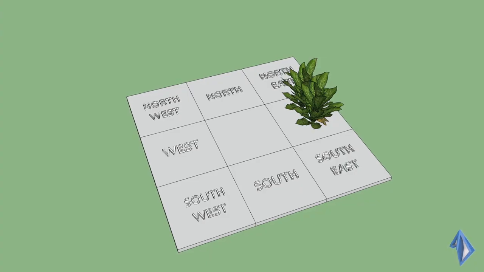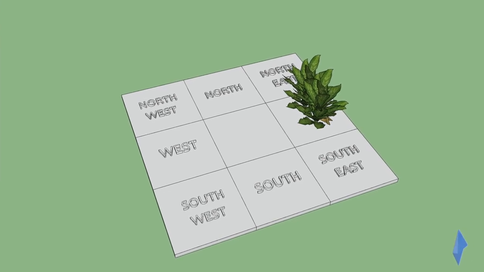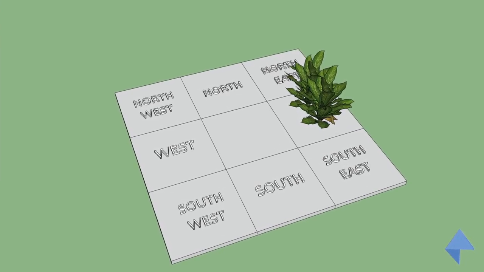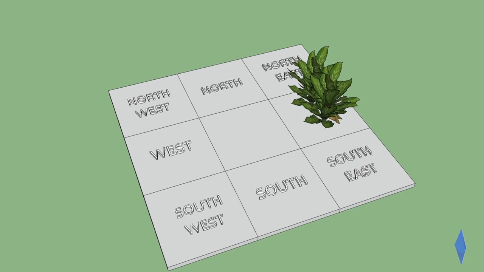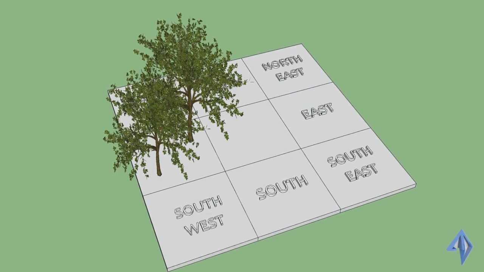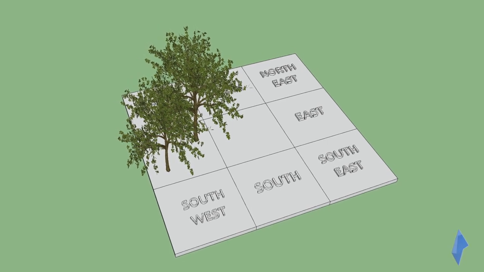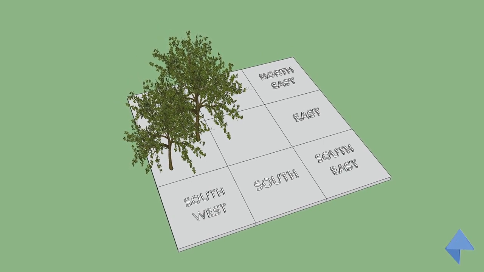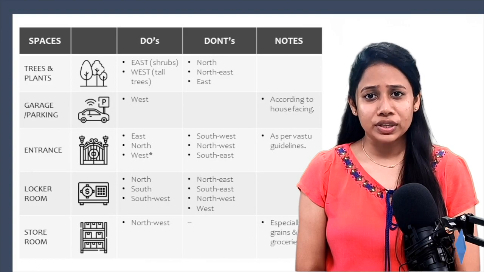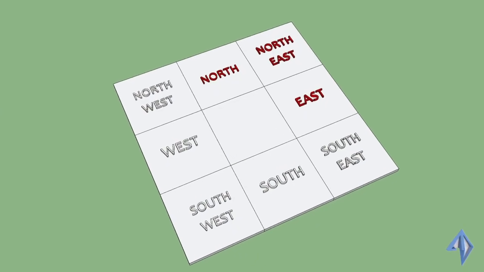The next elements we will see are trees and plants. On the east direction, you can plant small shrubs because the positive energies and sunlight should not be blocked by tall trees. The tall trees can be planted in west direction. That saves us from the heat of sunlight and infrared rays. You should never have tall trees in north, northeast and east.